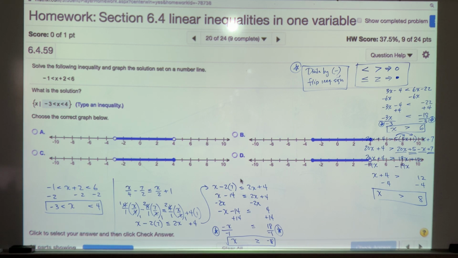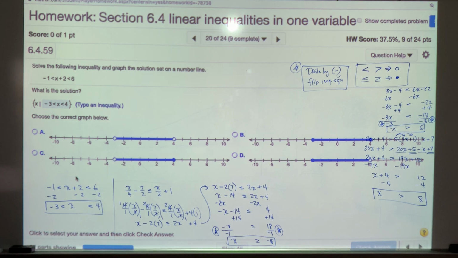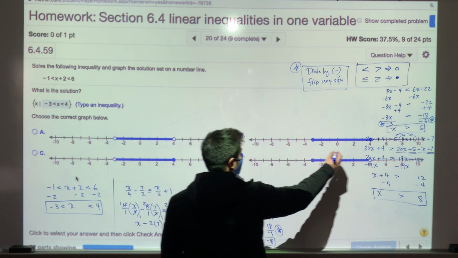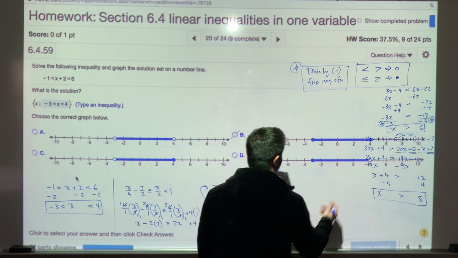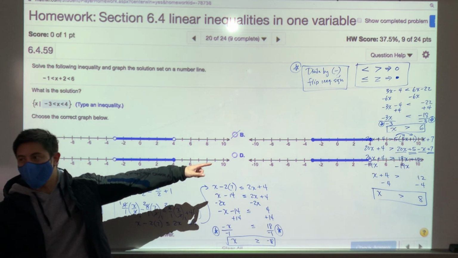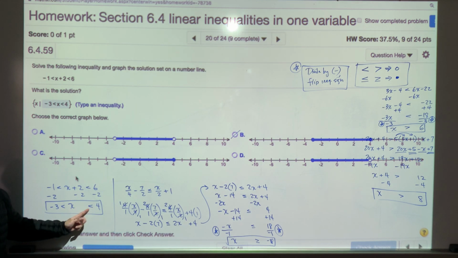Now, if this is your first time seeing a double-sided inequality, very similar rules apply. If there are no equal signs here, then I shouldn't see any closed circles. I should only see open circles in my problem. These are both closed, not an option. One closed, one open. Quick question: if I had one closed and one open, what would that mean in terms of my problem? It would mean one of these has an equal and one of them doesn't.